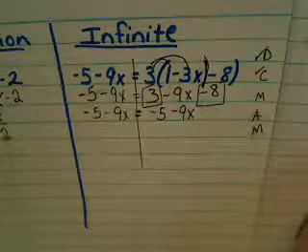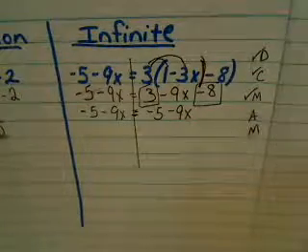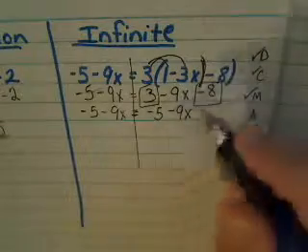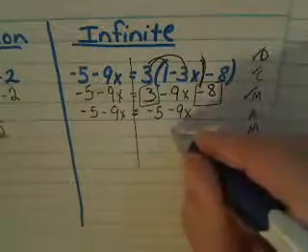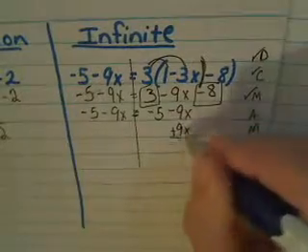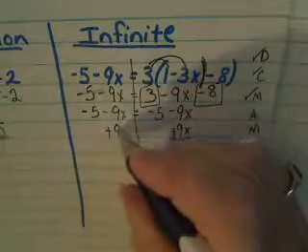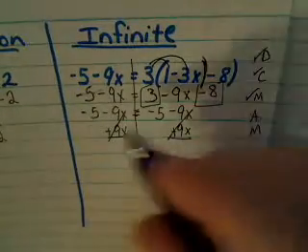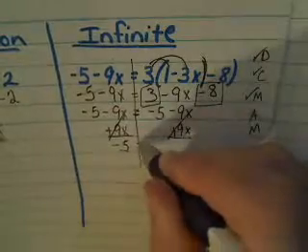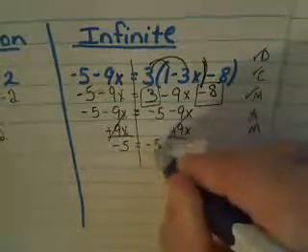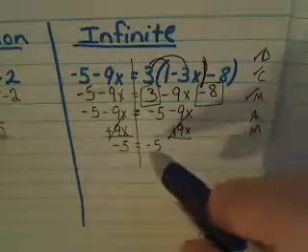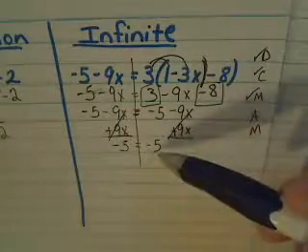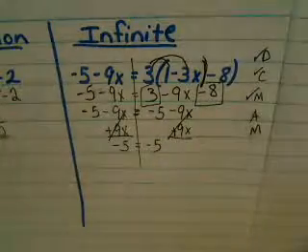Now you could go ahead and go to the next step, and that is to move all the variables to the same side. So I'm going to move all of my variables to the left-hand side. So I'm going to do the inverse of subtracting 9x, and I'm going to add it. So I'm going to add 9x on this side and on that side. They cancel on both sides, and I bring down a negative 5 is equal to a negative 5. That is always the case. A negative 5 is always equal to a negative 5. So your answer is infinite.